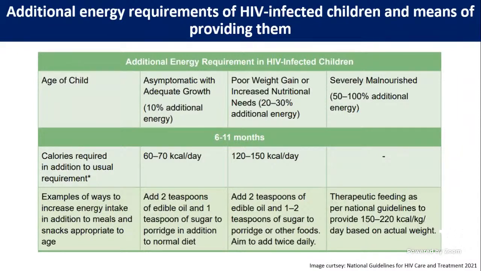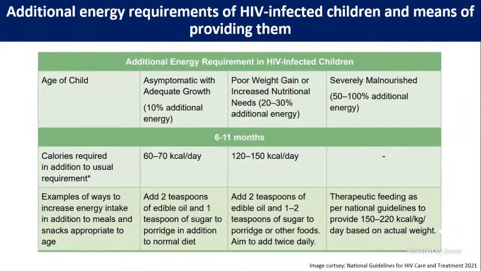This can easily be provided by adding 2 teaspoonfuls of edible oil and 1 teaspoonful of sugar to whatever the child is otherwise normally taking. In fact, I think it's very important for the medical officers and the counselors to know what a child of various ages normally eats. Those guidelines are included in the technical guidelines. So you should know what a child normally eats, and just by adding energy dense sources like edible oil and sugar, we can increase the caloric intake.